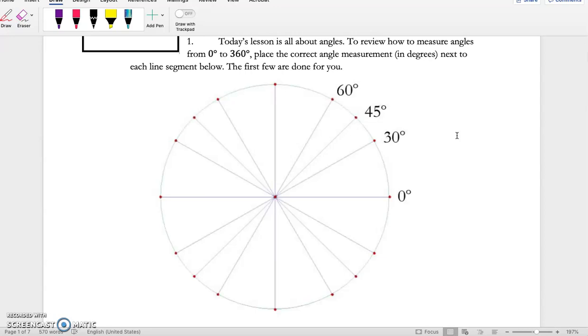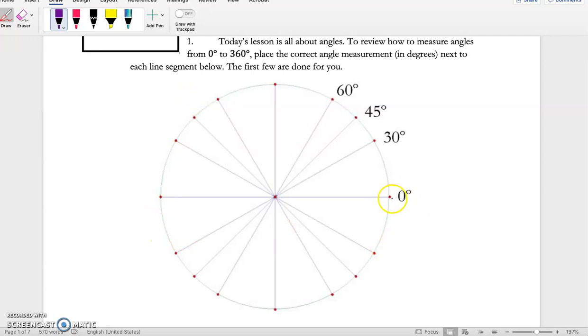Remember when we talked about the unit circle, and we were able to complete the entire unit circle. We did it in degrees, we did it in radians, and we found different segment lengths, I believe, the x and y coordinates that correspond to these. So for the do now, you are going to complete the rest of the degrees, right?